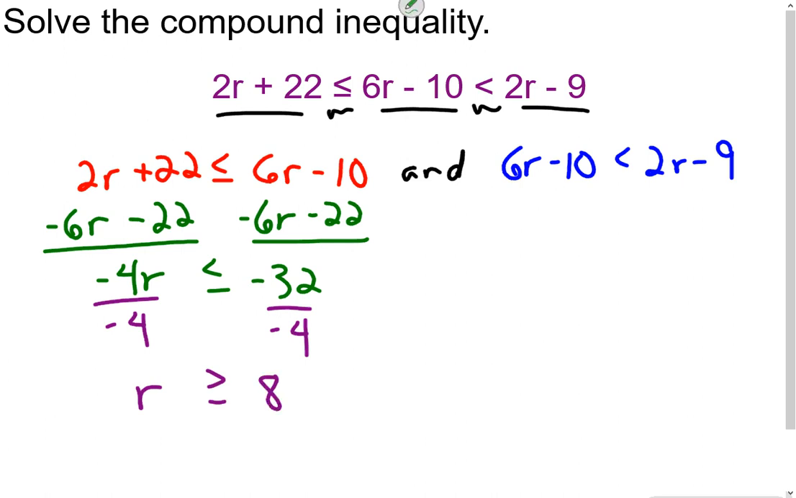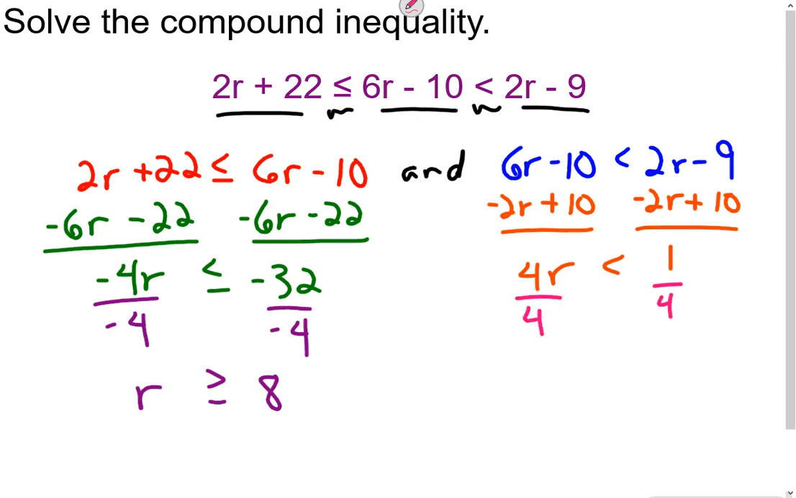And now I'll solve the other inequality. I'm going to add 10 to both sides, and I'm also going to subtract 2r from both sides. So now I have 4r less than, we end up with 1. And now, if we divide both sides by 4, we end up with a fraction. And that's okay, because we can work with fractions. And remember that this was and.